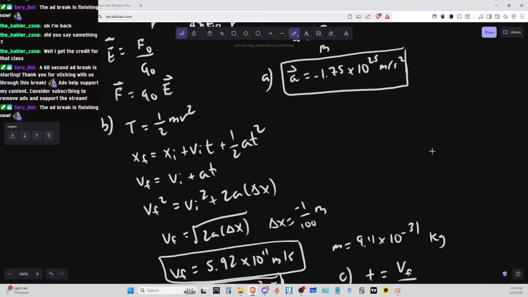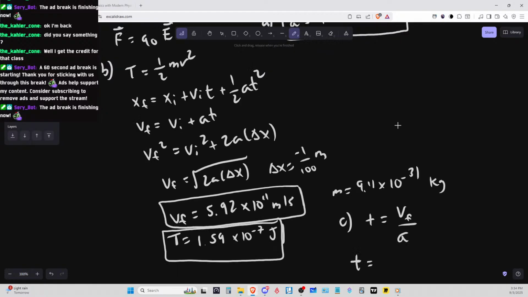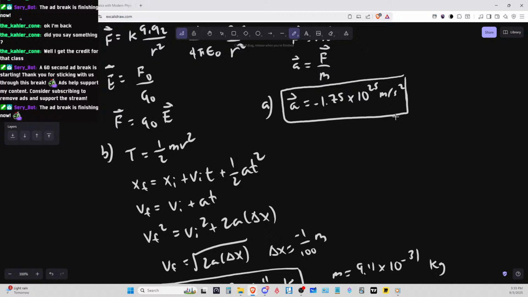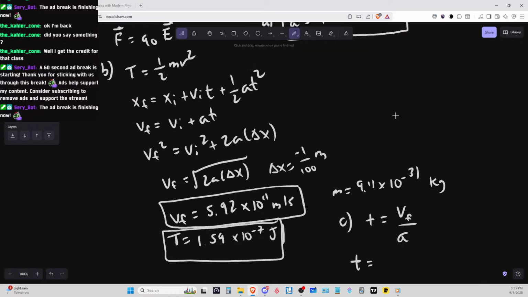What was the acceleration again? Okay, so 1.75 times 10 to the 25th. Oh. For some reason, I'm not liking that number. Because it says 3.38 times 10 to the negative 14th power. And I feel like that might not be right.